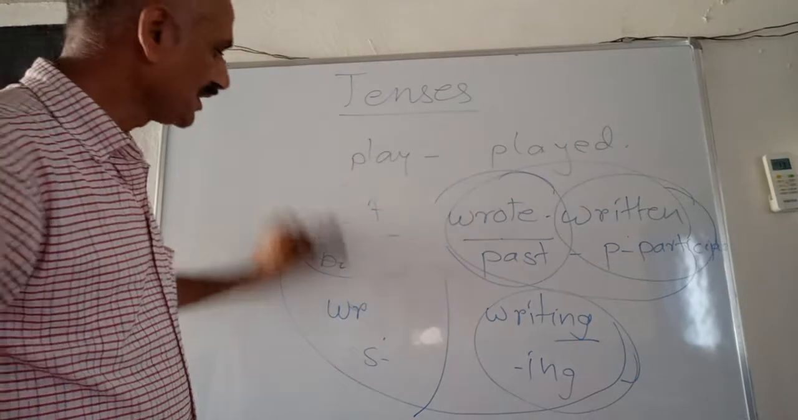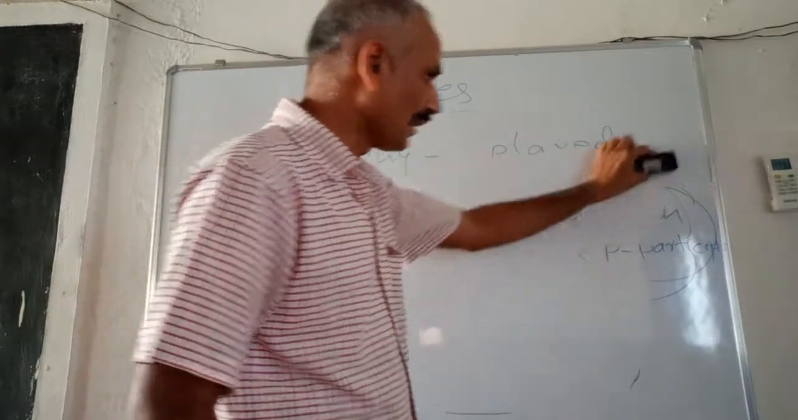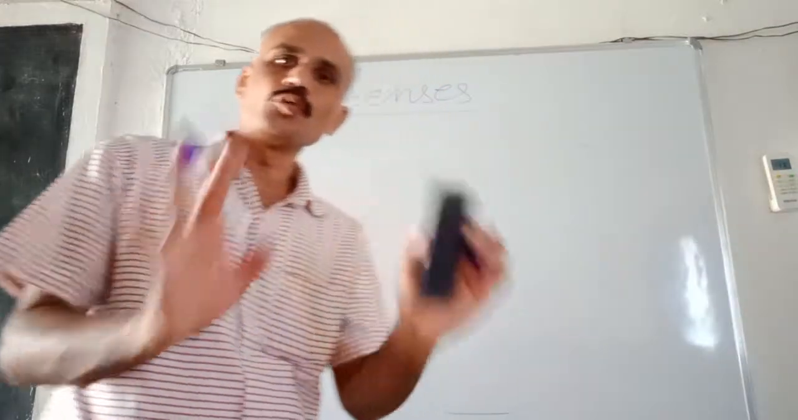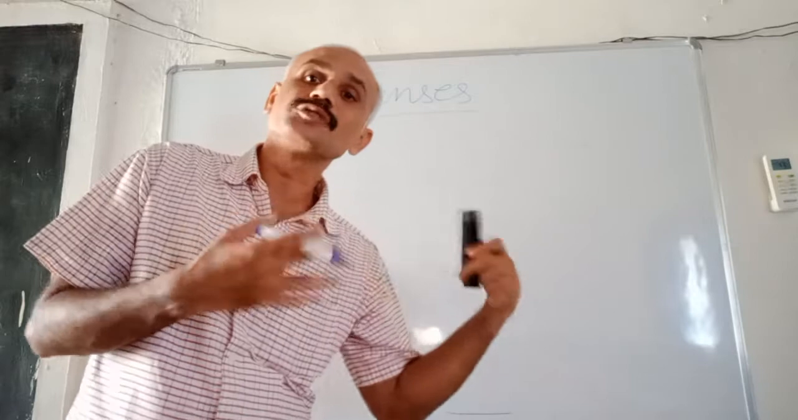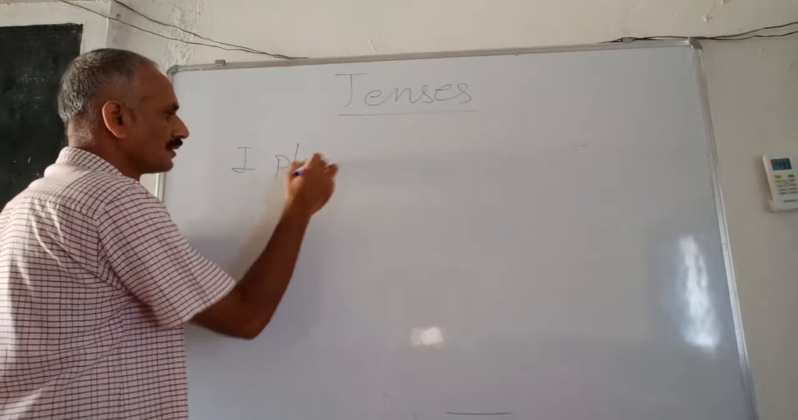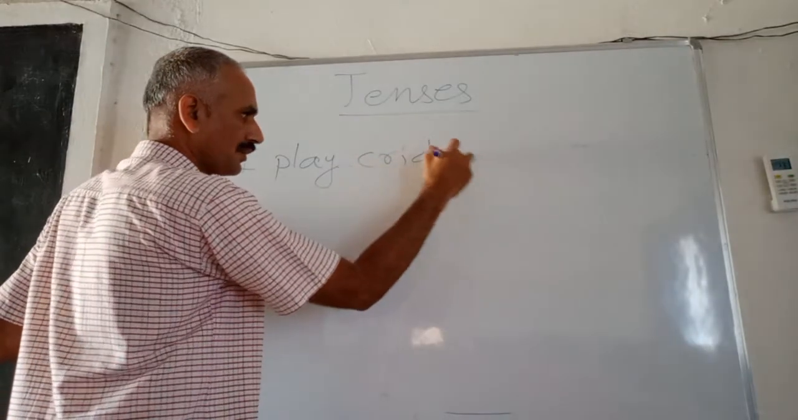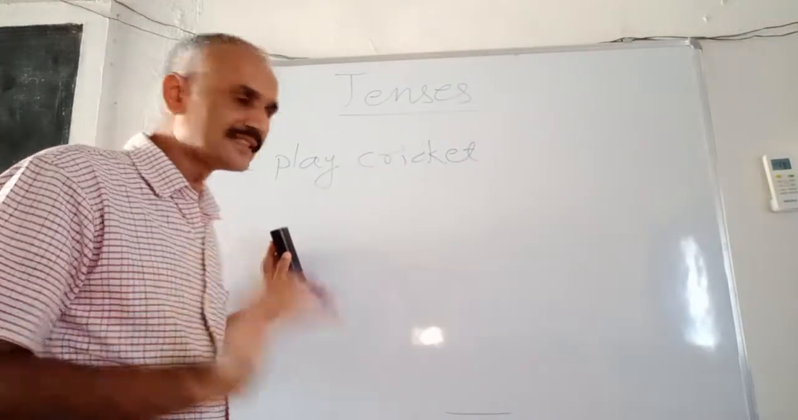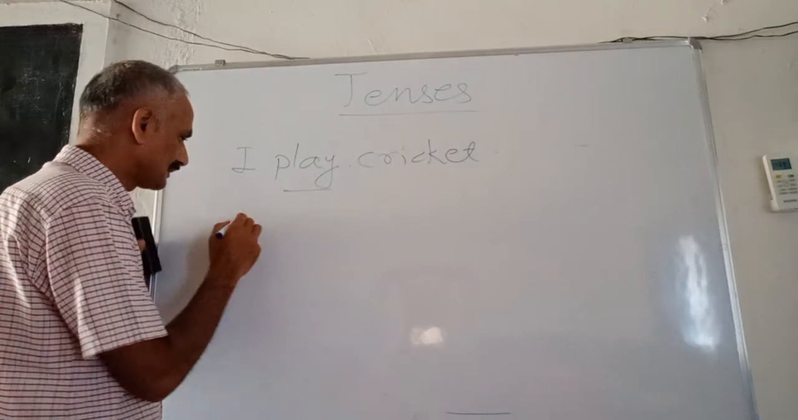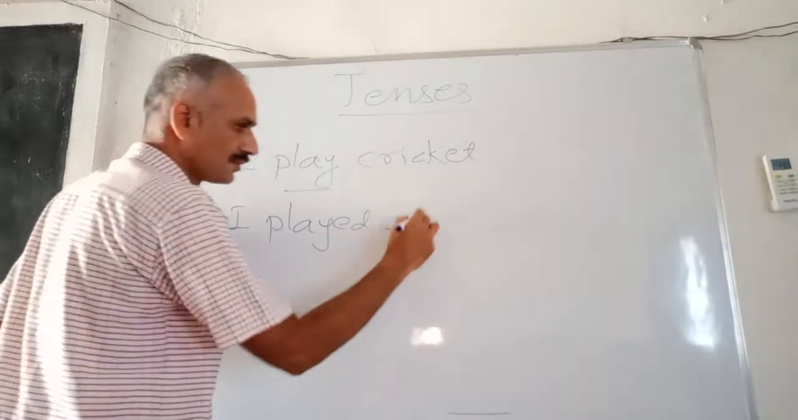Now let me tell you how many tenses there are. As we have seen the different forms of verb, every verb can have these 5 forms. Apart from these 5 forms, no verb will have the future form of verb. For example, tell me, I play cricket. Now, this form of verb play, you can convert it into past tense. I played cricket.